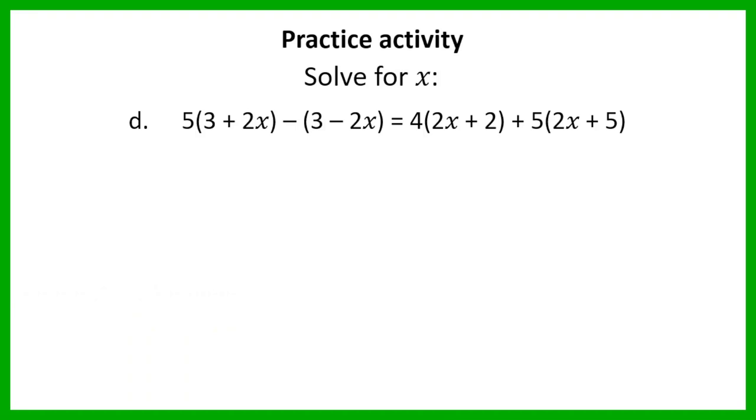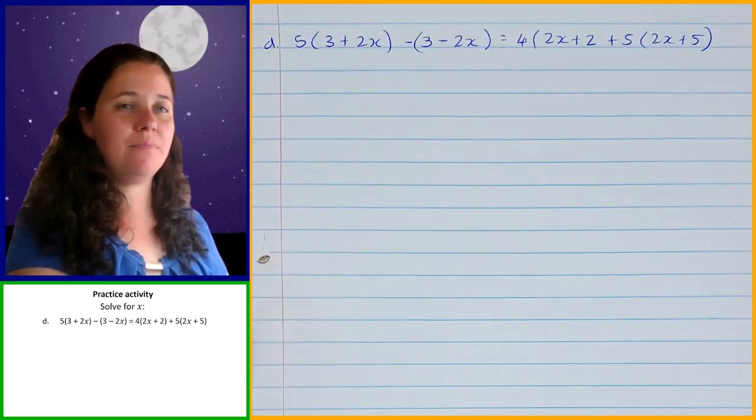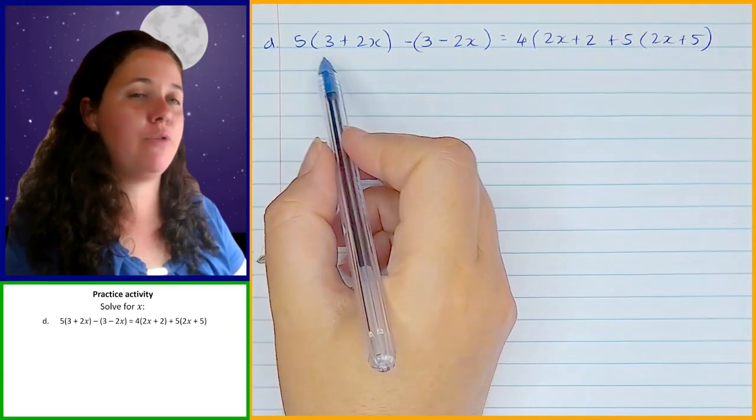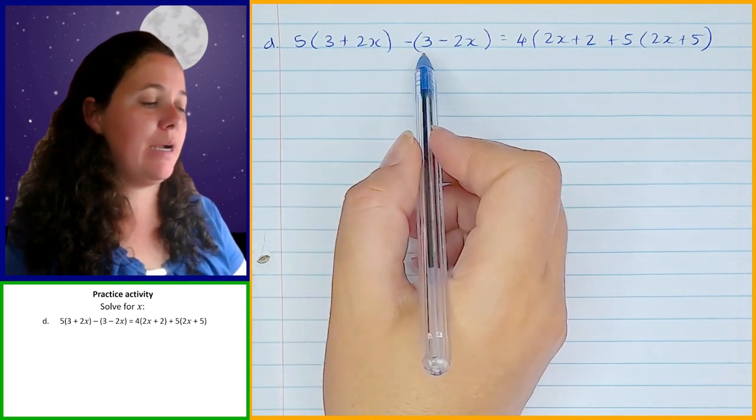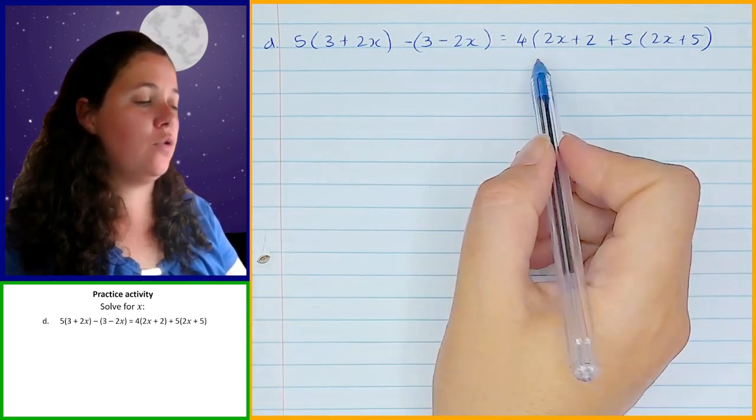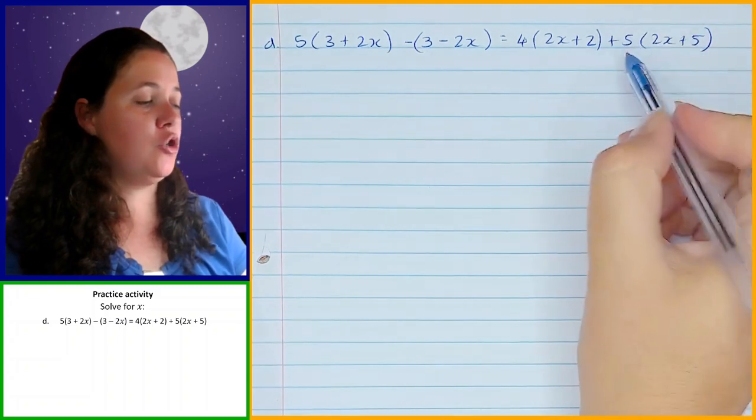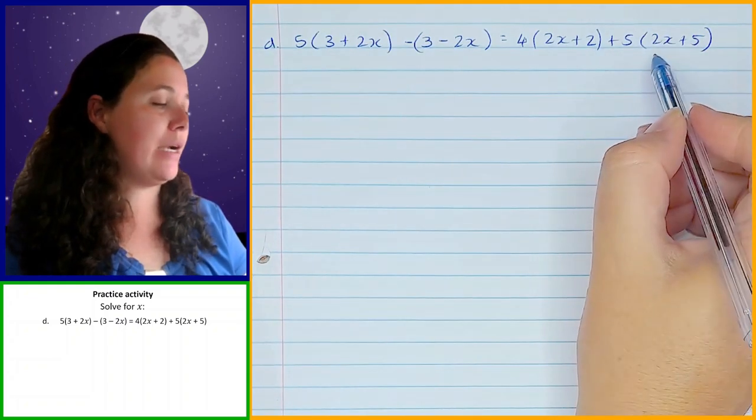Okay, so let's see how that last example went. So we've got 5 and then in brackets 3 plus 2x minus in brackets 3 minus 2x equals 4, then in brackets 2x plus 2, and then plus 5 in brackets 2x plus 5.